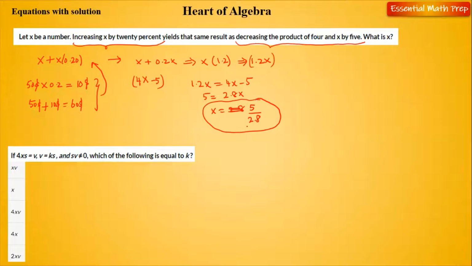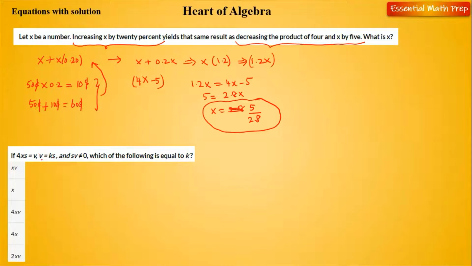Okay. And that's how you do it. So understand, when you encounter this sort of problem, it's better you break it into pieces and try to solve the problem. Right. If 4xs equals v, and v equals ks, and sv is not equal to 0, which of the following is equal to k?